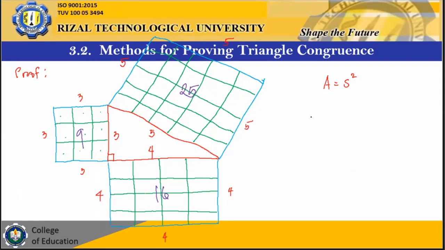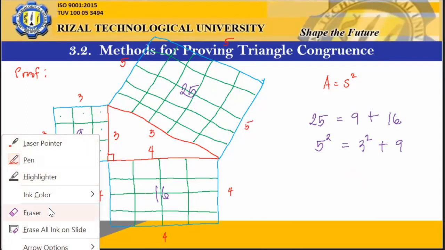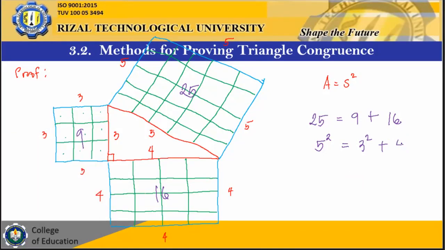So we say that 25 is equal to 9 plus 16. Tama? Or we can say that this is just 5 squared is equal to 3 squared plus 4 squared, correct? Yes, sir. This is 4 squared.